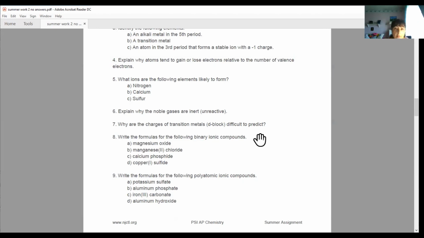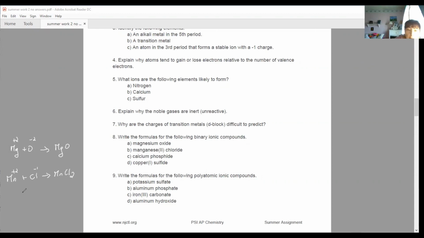Write the formulas of the following binary ionic compounds. So for those, the color is here. Okay. So magnesium oxide. Magnesium has a charge of +2. Oxygen has a charge of -2, so you put them together and it becomes MgO. Manganese with a charge of 2+, and chloride, which has a charge of -1, becomes MnCl2.